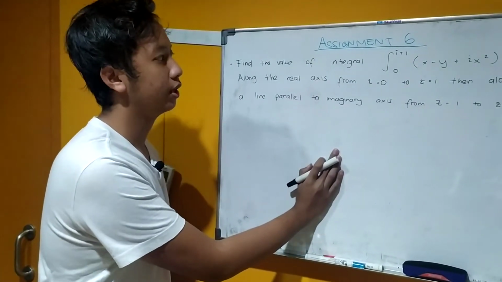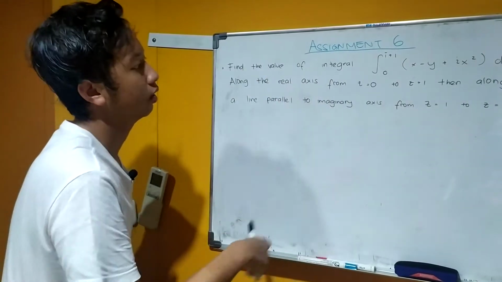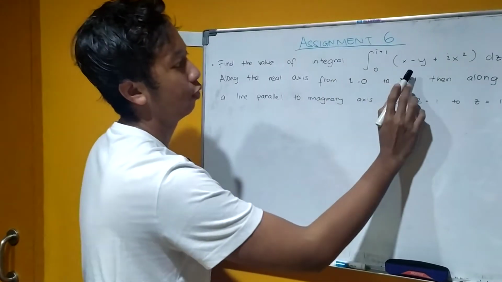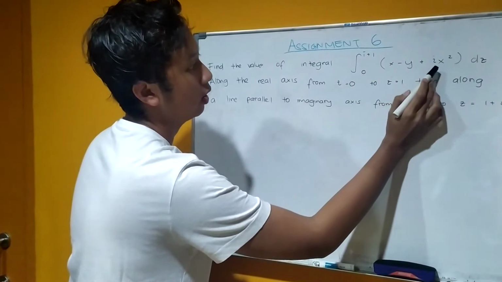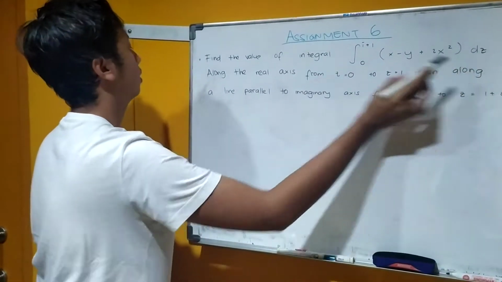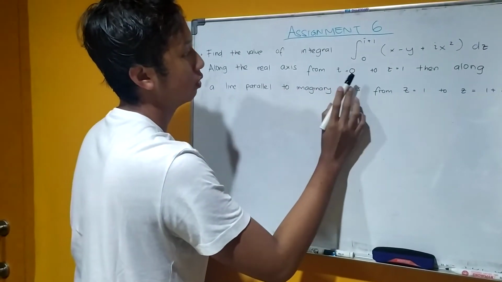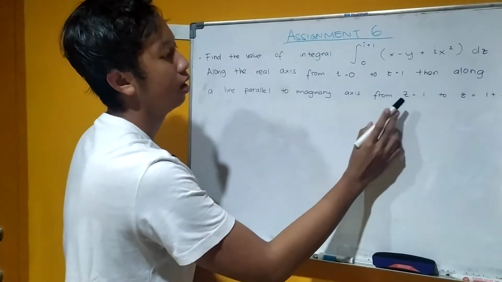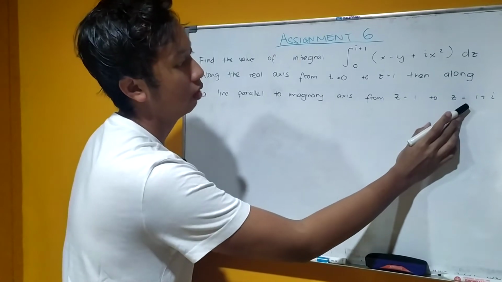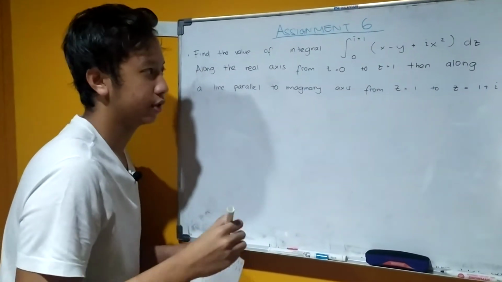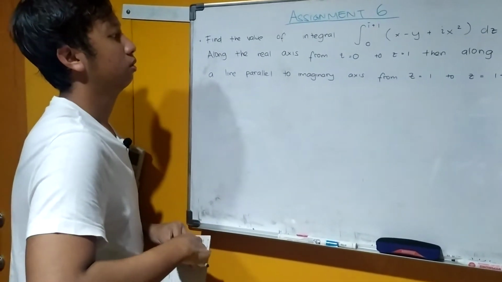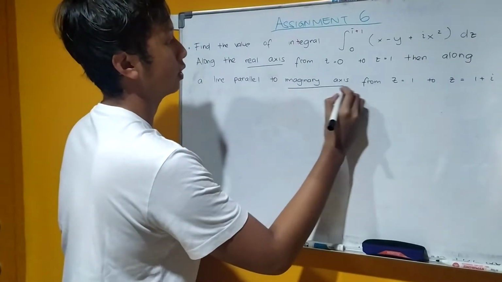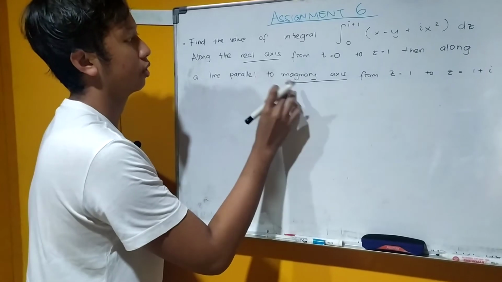This one is from assignment 6, and the question is: find the value of the integral of (i plus 1) from 0 to (i plus 1) of (x minus y plus i x squared) dz along the real axis from z equals 0 to z equals 1, then along a line parallel to the imaginary axis from z equals 1 to z equals 1 plus i. So this is a long question, but I want to make sure that you get the real axis and imaginary axis, because this will be the guideline to solve this question.